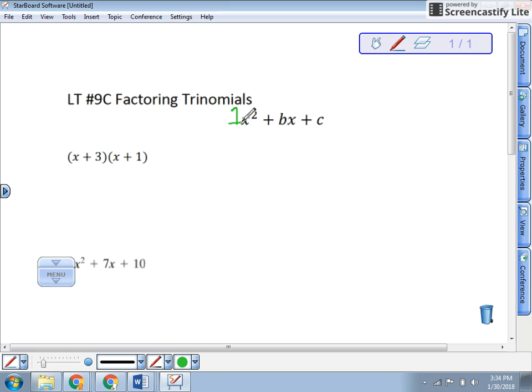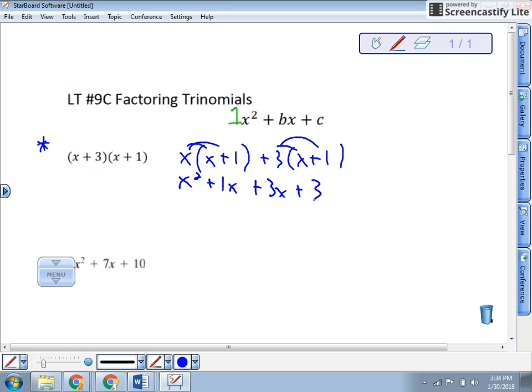Now, in order to understand factoring, we've got to understand the distributive property. Before, we were doing problems like this. If you remember, to solve this, we would say it's x times x plus 1, and it would be 3 plus 3 times x plus 1. Everything in the first set of parentheses has to get multiplied by everything in the second set. So when we do that, we get x squared plus 1x plus 3x plus 3. And then we combine like terms.